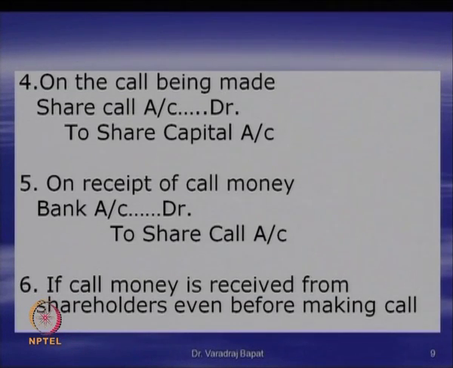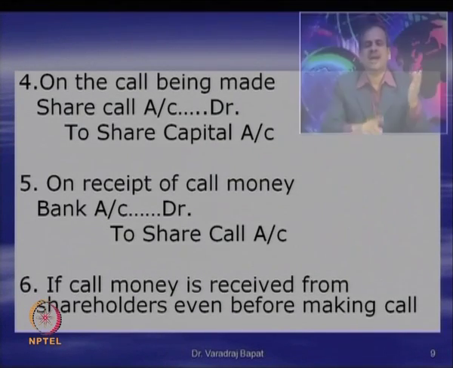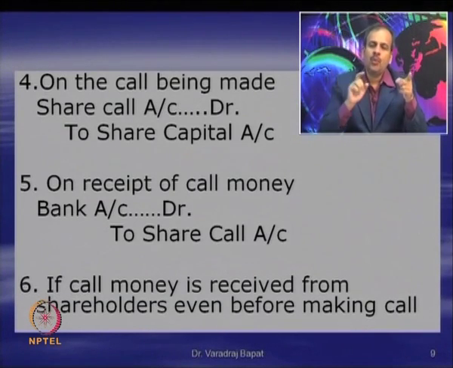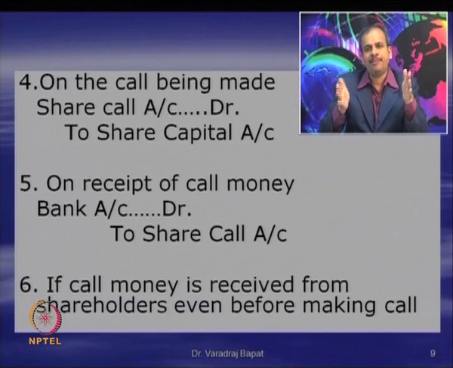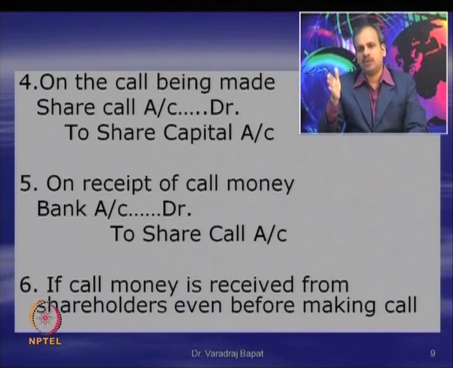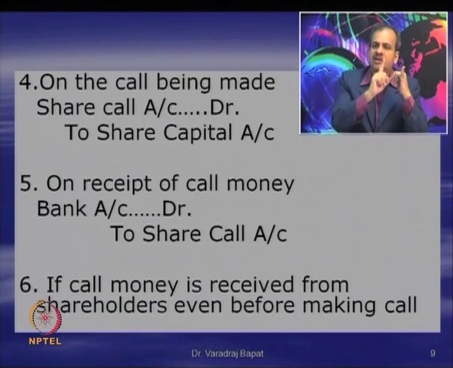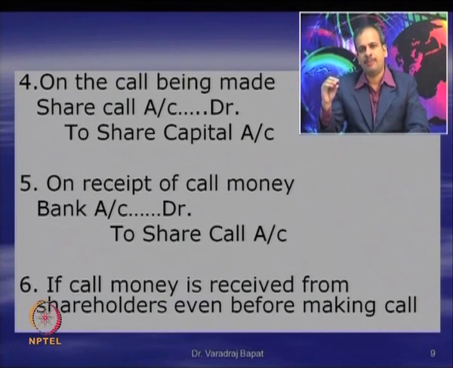Now in entry number 4, the company makes a call. So the company asks the shareholders to pay the remaining money. So share call account is now debited and share capital account is credited. Keep in mind, whenever the money is going into share capital, the share capital account is created. It has happened in 3 steps. Initially, share application money was debited, share allotment money was debited, and that whole money was credited into share capital.